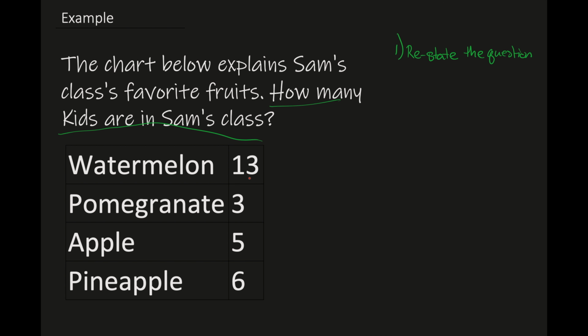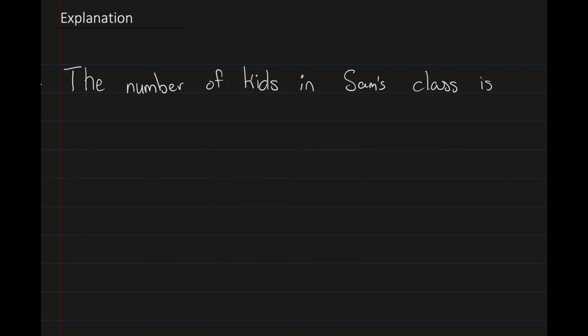So 13 plus 3 plus 5 plus 6. 3 plus 3 is 6, plus 5 is 11, and 11 plus 6 is 17. 1 plus 1 is 2, so 27 kids in Sam's class. It is 27.